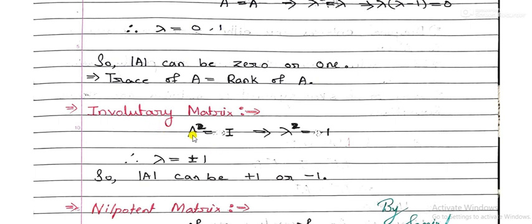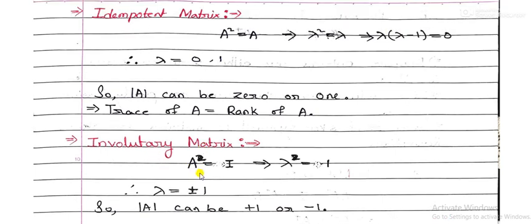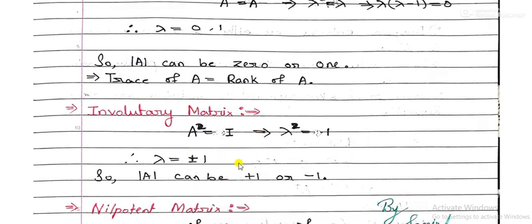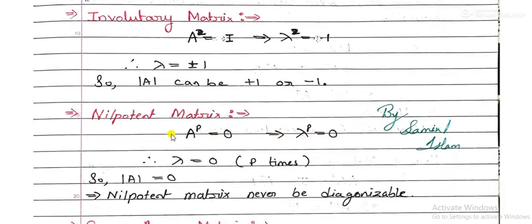For an involutory matrix, the definition is A square equals I. Here, for idempotent, A square equals A. This is the difference. A square equals I, and lambda square equals 1, since for the identity matrix the eigenvalue is 1. So lambda square equals 1 and lambda equals plus or minus 1 for an involutory matrix, and the determinant of A can be plus 1 or minus 1 for an involutory matrix.